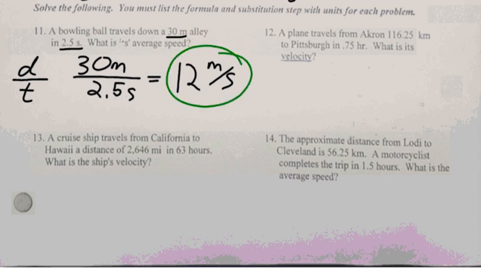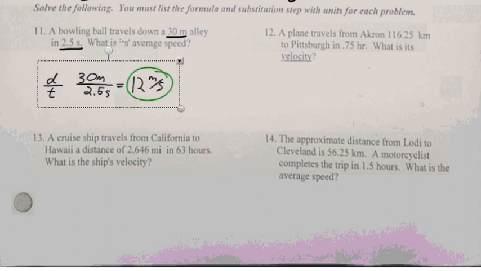Number 12 brings a bit of geography into the mix. We know that Akron is in Ohio, and we know that Pittsburgh is in Pennsylvania. Pennsylvania is out to the east, so we know that our direction going from Akron to Pittsburgh will be east. Let's figure out exactly what the speed of the plane is. Number 12 says that a plane travels from Akron 116.25 kilometers to Pittsburgh in 0.75 hours.